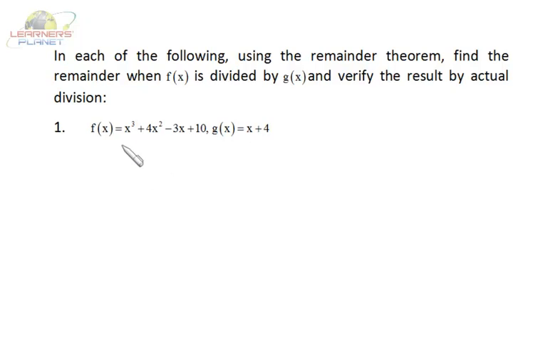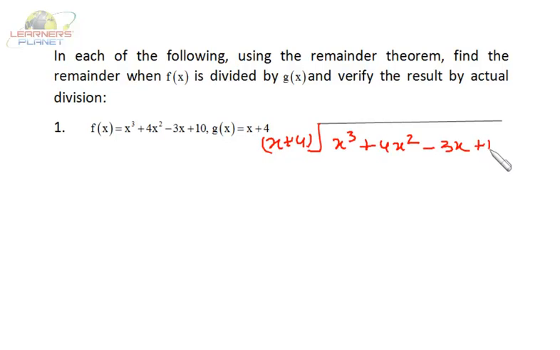First of all, we have f(x) as x cube plus 4x square minus 3x plus 10 and g(x) as x plus 4. First of all, let's perform the actual division when f(x) is divided by g(x). So it's x plus 4, dividing x cube plus 4x square minus 3x plus 10. Now let's perform the actual division.